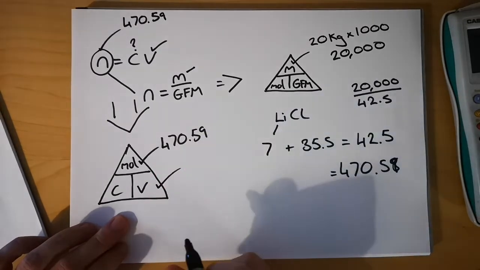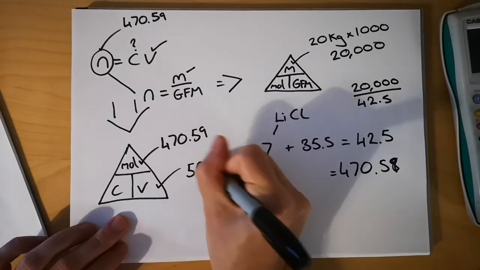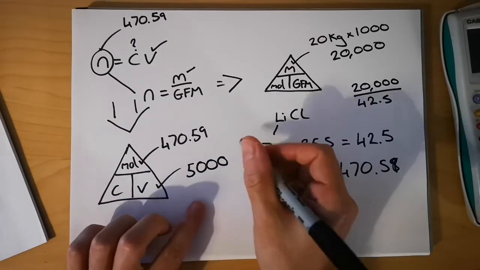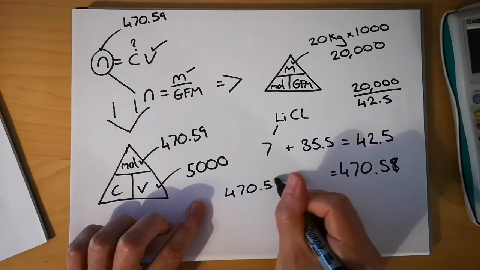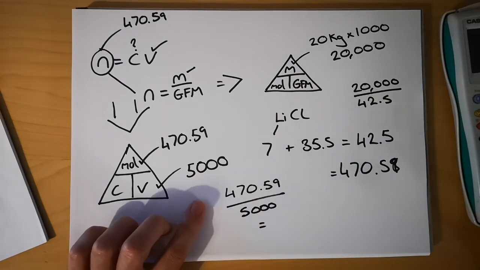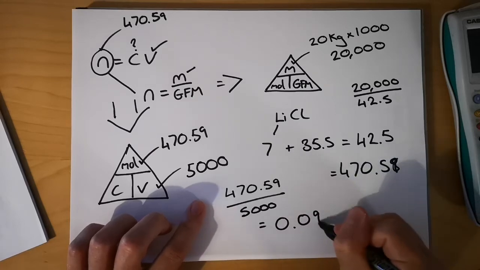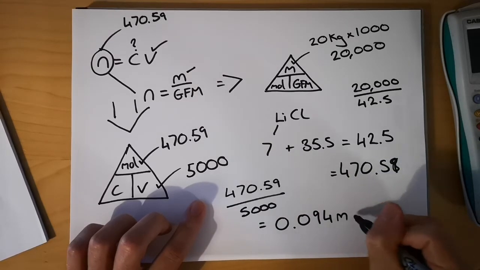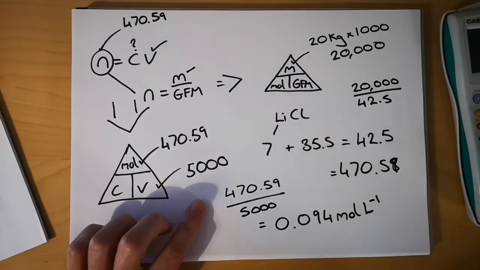I do have my volume. My volume in the question was 5,000. It's been given to me in litres, so I don't need to deal with that. So that is going to be 470.59 divided by 5,000, which equals 0.094 moles per litre.